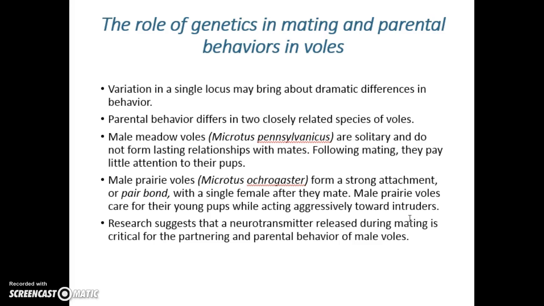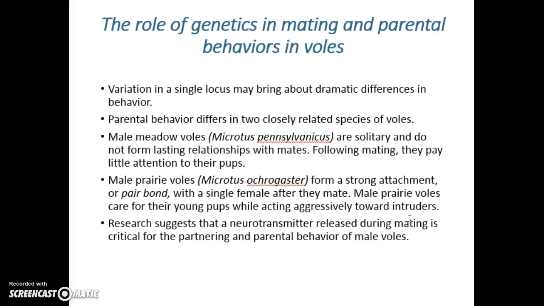So in the example of voles, a male meadow vole, which is one of these species, acts as a solitary member of the population, and it does not form lasting relationships with its mates. Following mating, they'll pay little attention to their pups. But the other species that has evolved differently is the male prairie vole, which has a strong attachment or pair bonding with a single female after they mate, and then those male prairie voles will care for their young pups and protect them by acting aggressively toward any intruders.